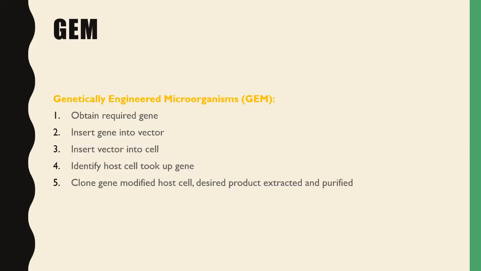So we'll move on to GEMs, which are genetically engineered microorganisms. How you do this is that you obtain a required gene from a bacteria or whatever. You insert the gene into a vector. You then insert this vector into a cell. You identify the host cell that took up this gene, and you clone that gene, which is expressed by the host cell, and so you get the desired product, and you extract it and purify it.